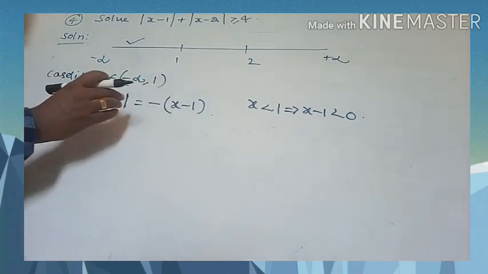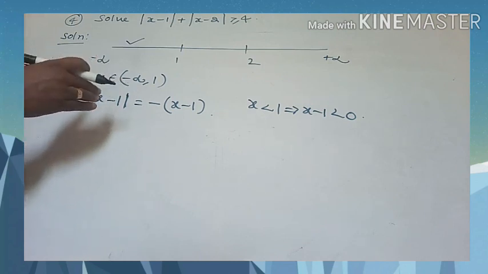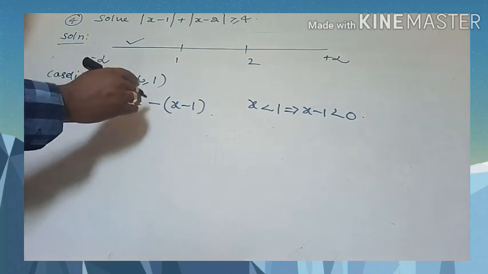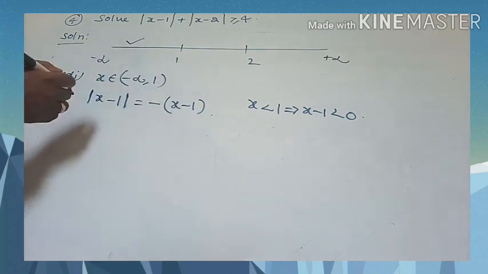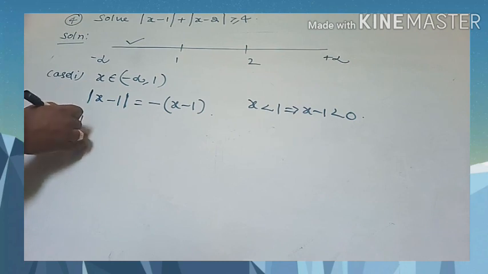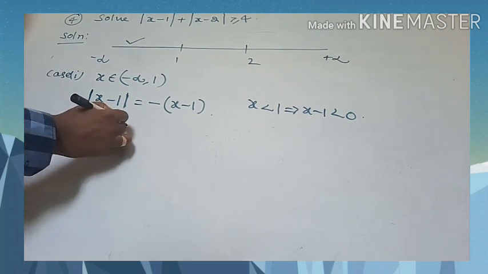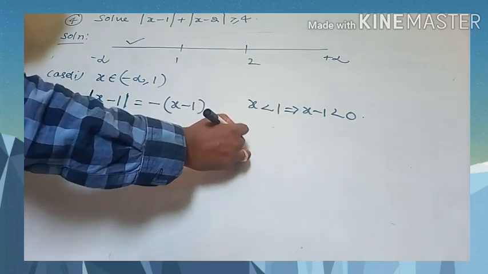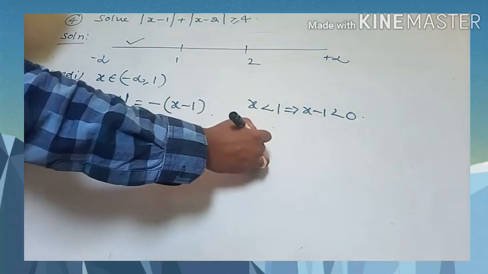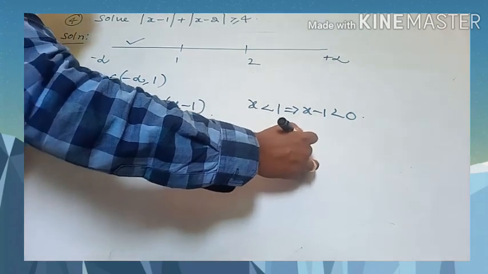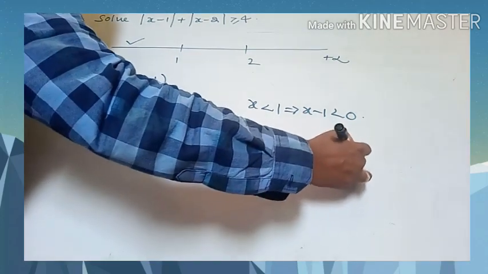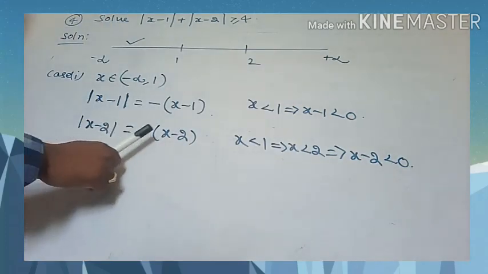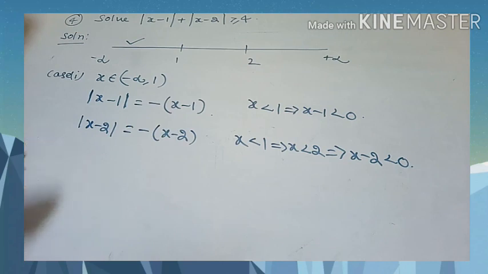Because when x minus 1 is less than 0, we know that modulus x is taken as minus x. In the place of x, you have x minus 1. That's why it is minus of x minus 1. Next, modulus of x minus 2 is also minus of x minus 2, because when x is less than 1, that implies x is less than 2 also. That implies x minus 2 is less than 0, so modulus of x minus 2 becomes minus of x minus 2.